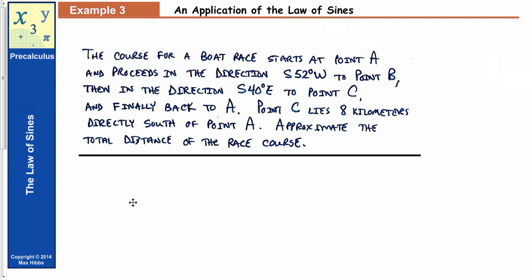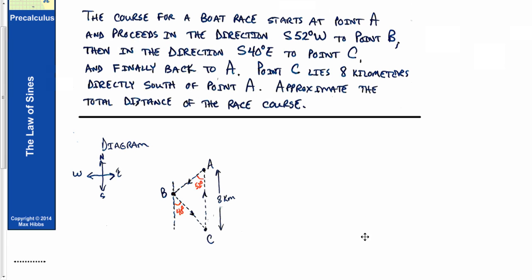Oh, again, we have to draw a diagram, which is a little bit involved here, okay? So I'm thinking of north, south, west, east, okay? So it said it starts at point A and proceeds to point B in the direction of south 52 degrees west. So here's my north-south, here's my east-west set at point A, and my direction is south, so measured off the south axis, 52 degrees to the west. So it's this angle that's 52 degrees.